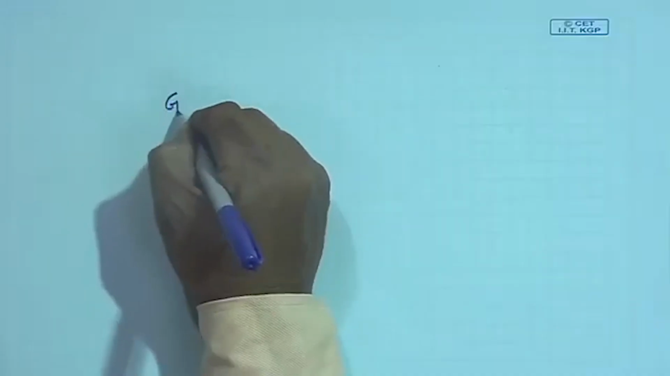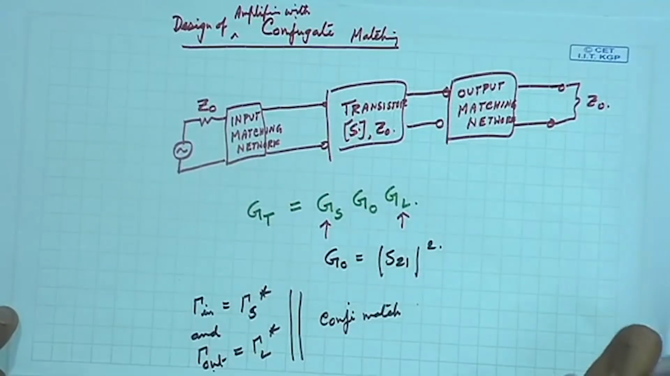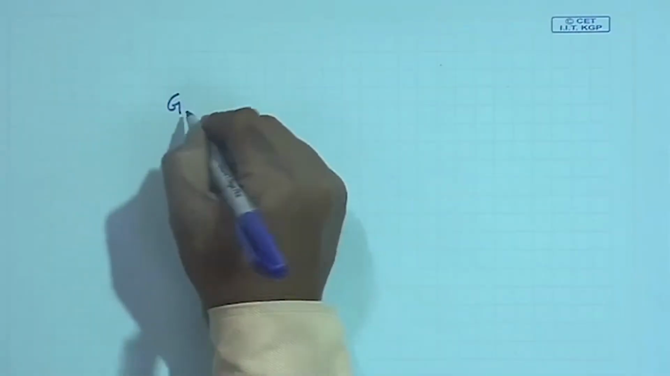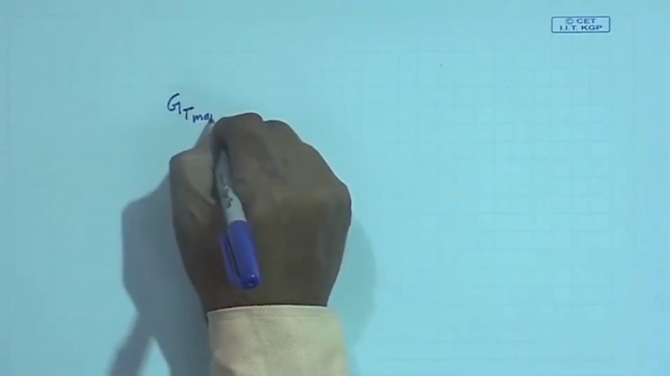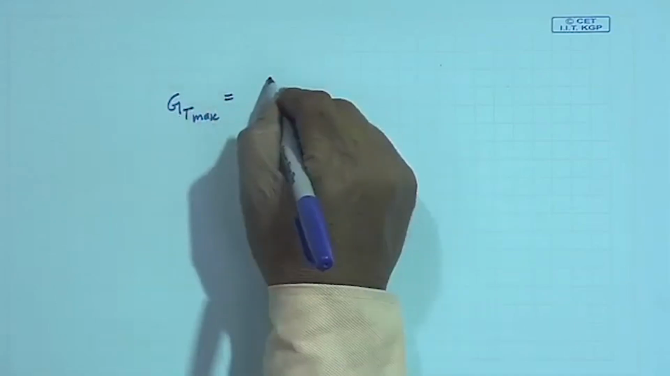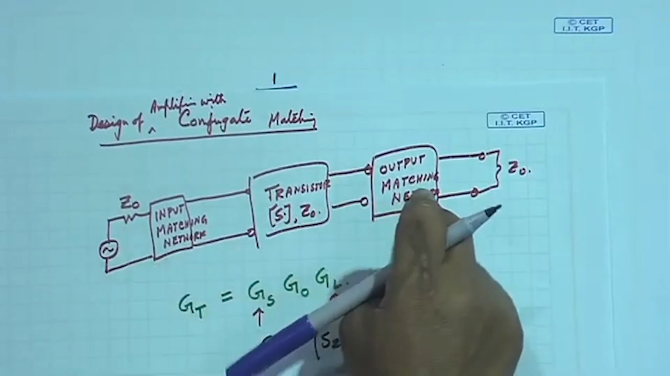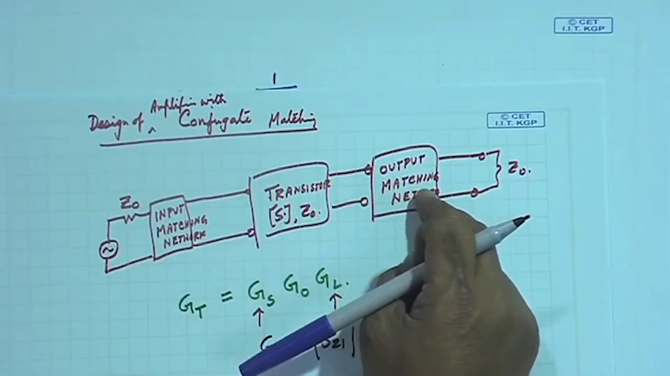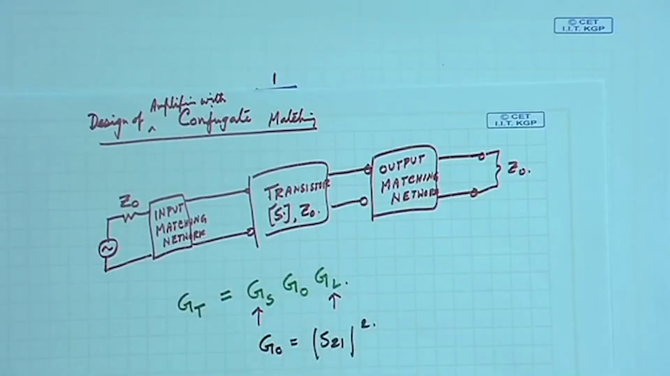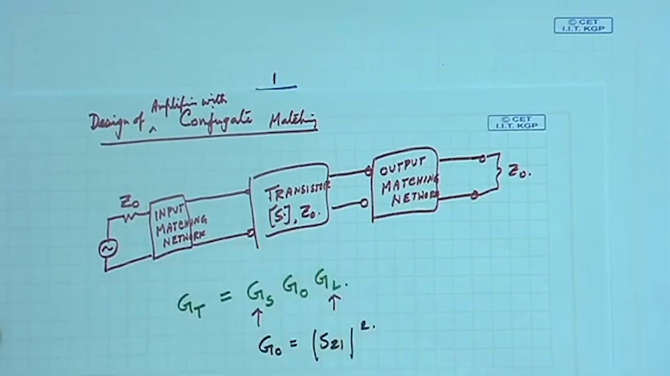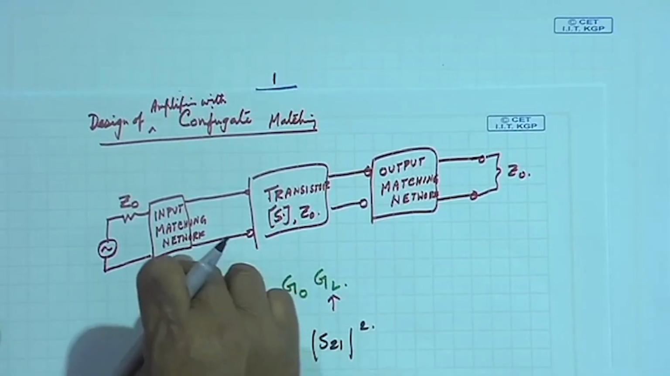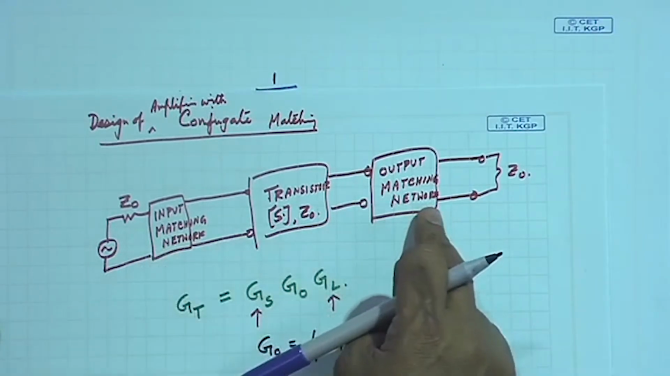Before writing that expression again, we have also found the expression for GT in terms of S parameters and gamma S, gamma L. Under conjugate match, GT, the transducer power gain, is maximized, obviously assuming that the input matching network and output matching network are lossless. We have seen in the basic building blocks of microwave engineering, those NPTEL lectures, how to design lossless input matching network and output matching network.